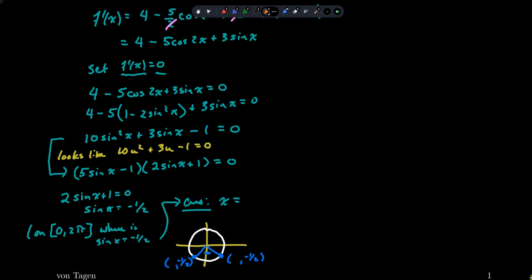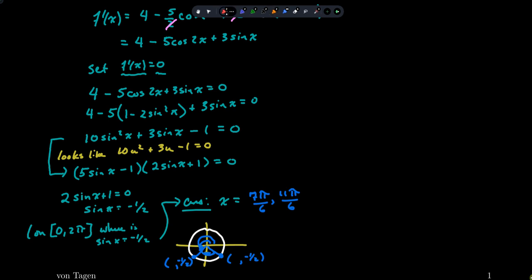And so what are these angles? Well, as principal angles between 0 and 2 pi, that first one is the angle 5 pi over 6. Excuse me, that's the angle 7 pi over 6. And this second one is the angle 11 pi over 6. We get those two locations on the unit circle. We know that because we have the unit circle so well memorized that we know that it outputs y coordinates of minus 1/2 at those two angles.